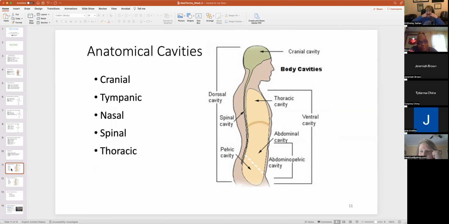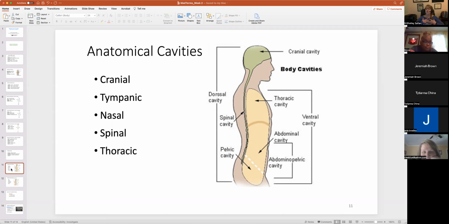Okay. You have your nasal cavities, which if any of you have ever had a sinus infection, you're well aware of your nasal cavities because then they are cavities that are specifically filled with excessive amounts of mucus and nobody wants that. Okay. You have your spinal cavity, which guess what? Includes the space that houses the spine and your spinal cord, which goes right down the center.